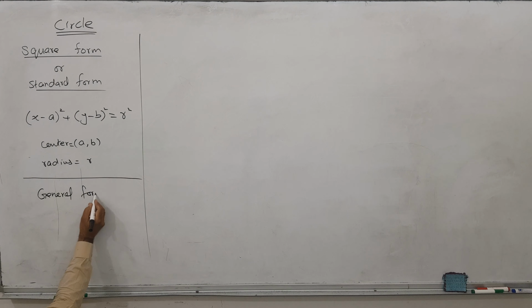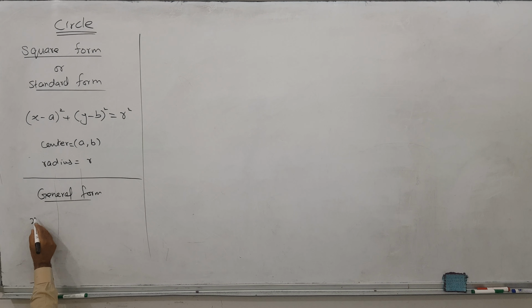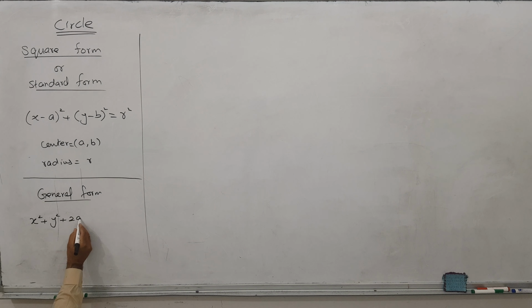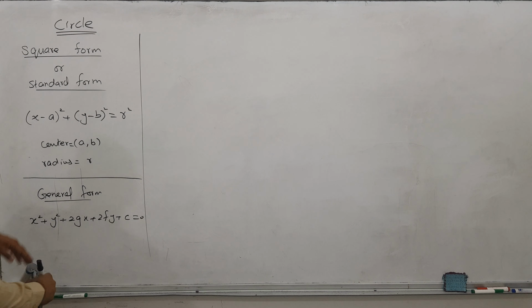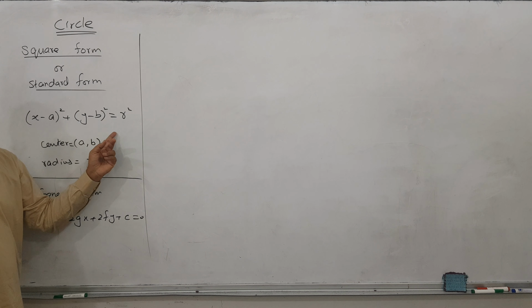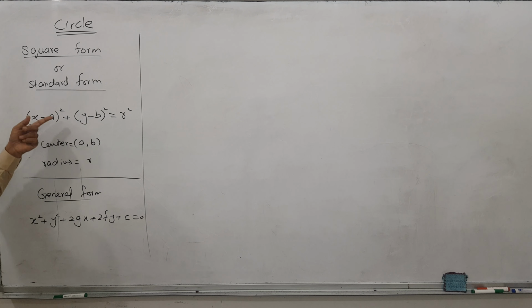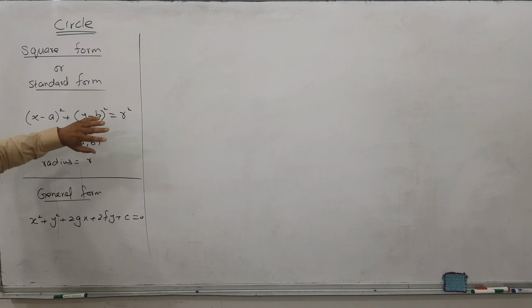And if you ask me what the general form is, the formula is x square plus y square plus 2gx plus 2fy plus c equal to 0. This is called general form. How does it come? If I expand the bracket and simplify, we get this form.